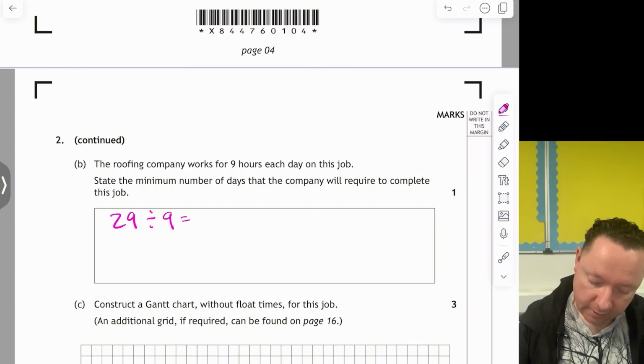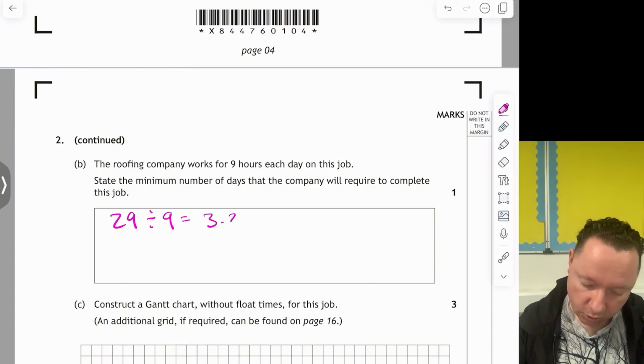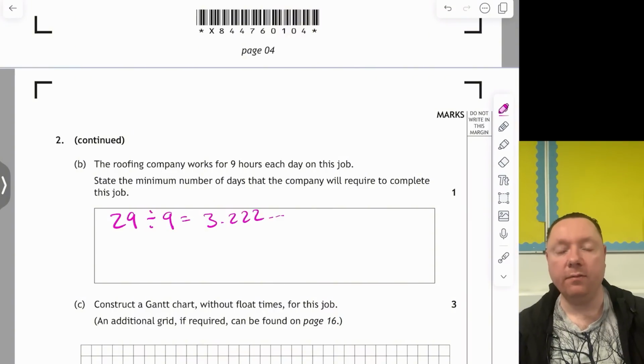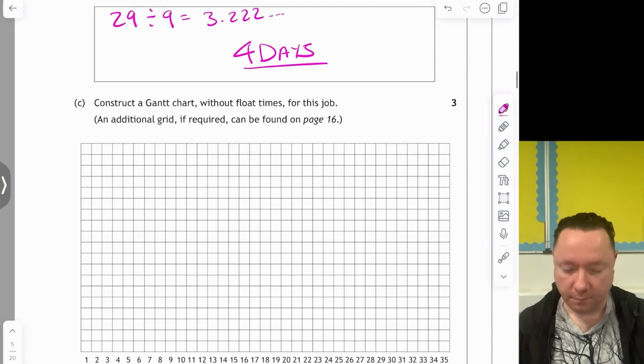Divided by 9. You can use a calculator to see how many that goes in, but you'll see that it's 3.222. You can't have part of a day. You do day 1, day 2, day 3. We'll complete it on day 4. So 4 days. And we're done there.